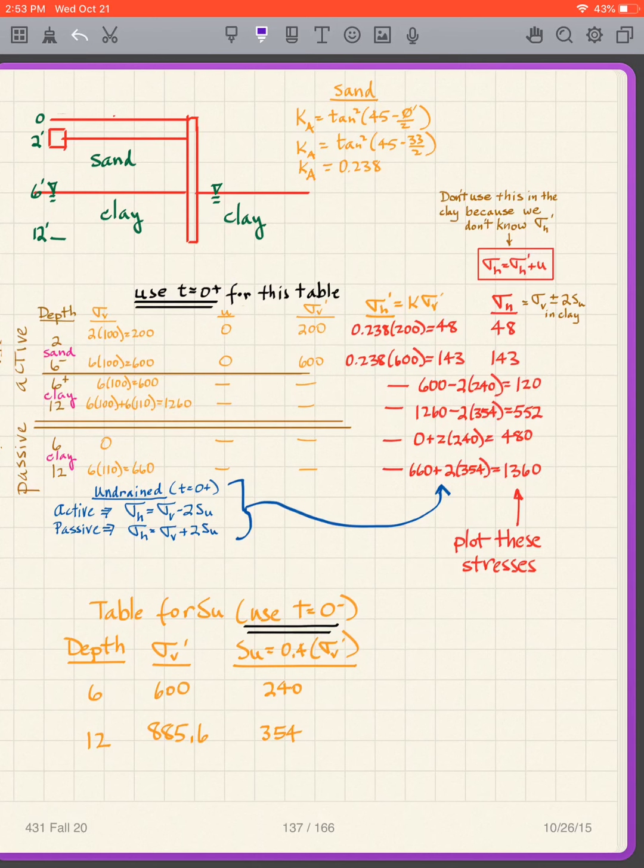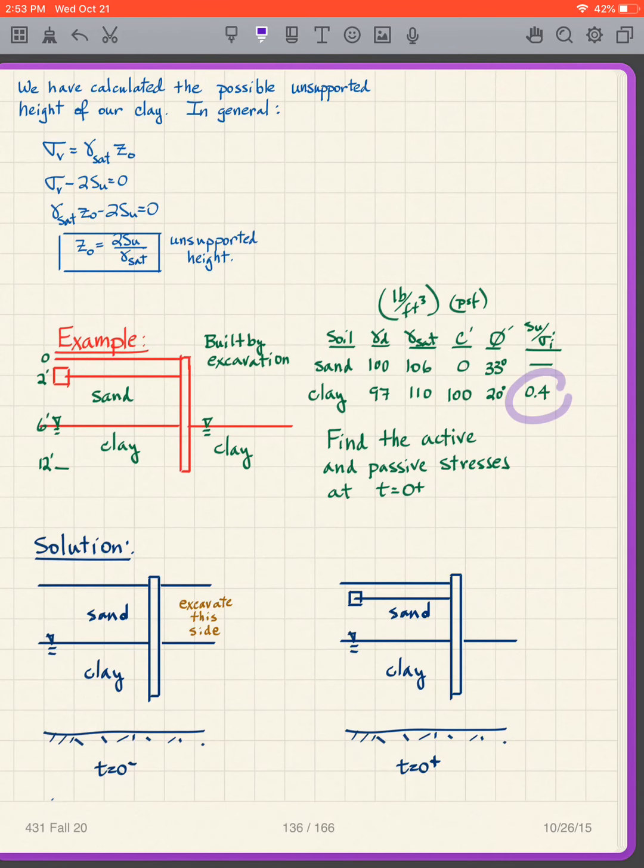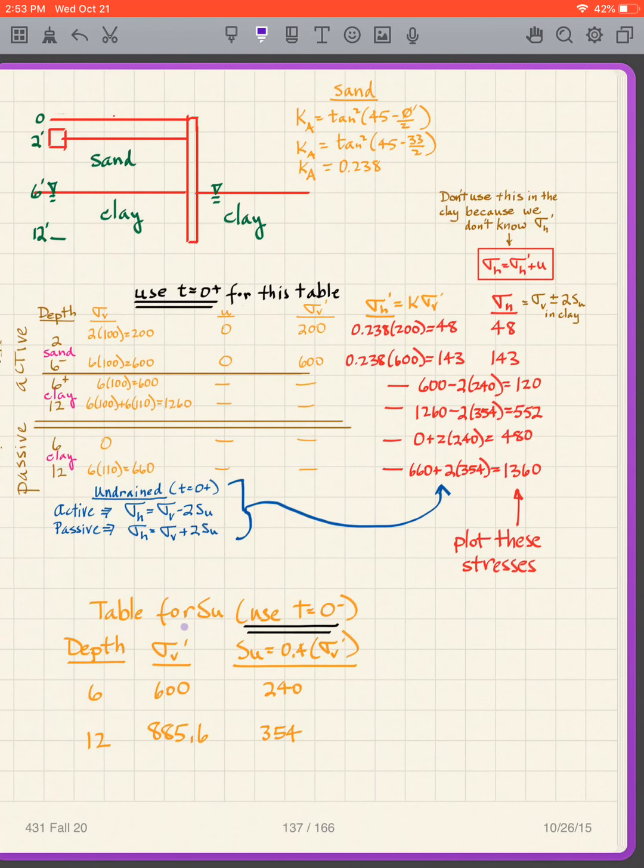Now, I guess for the clay, we also needed to get our SU, which I skipped over, basically. Because we were given SU over sigma prime I equal to 0.4. That was the given information. So let's just go back. SU over sigma prime I was 0.4. Given that, I get my sigma V prime in my clay at the various depths, and I multiply by 0.4, and so I get my SU at the depth of 6 and depth of 12.